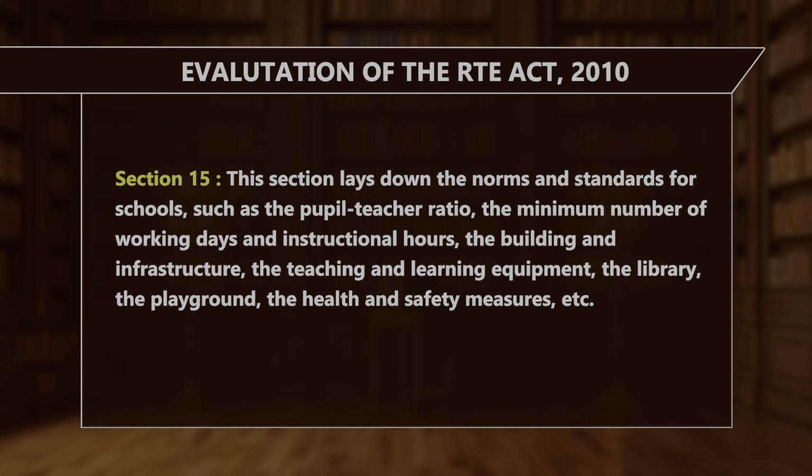Section 15. This section lays down the norms and standards for schools such as pupil-teacher ratio, the minimum number of working days and instructional hours, the building and infrastructure, the teaching and learning equipments, the library, the playground, the health and the safety measures, etc.